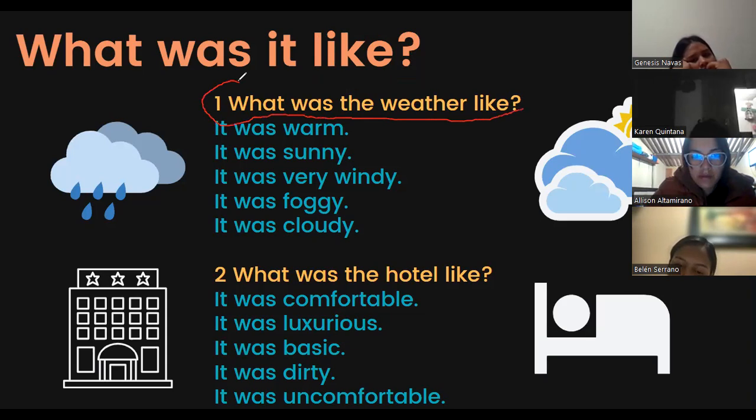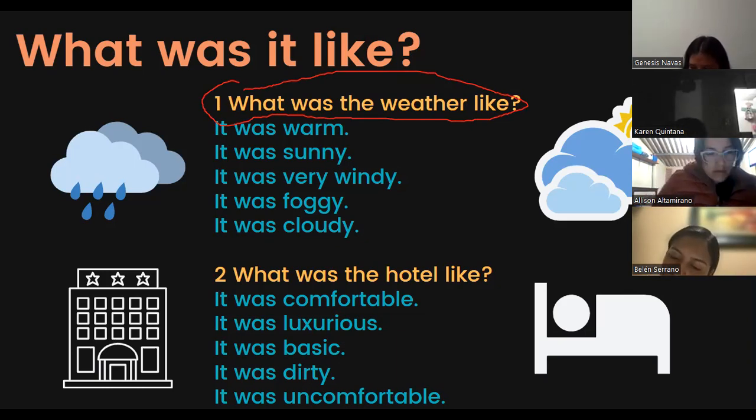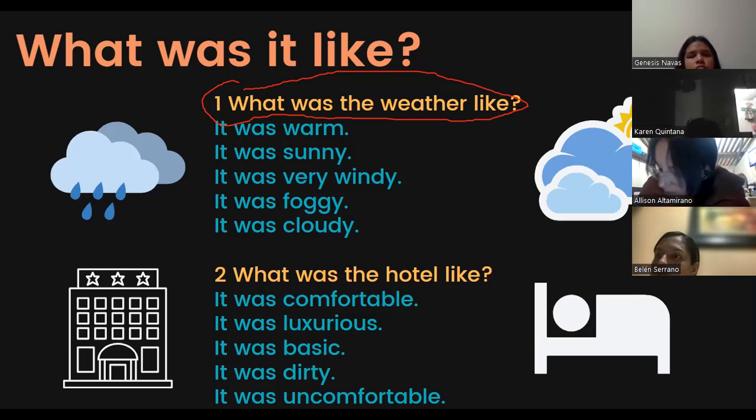Question number 1. What was the weather like? What was the weather like? Very good. ¿Qué significa la palabra weather? What is weather? Who knows? What is weather? Es clima. Yeah, very good. El clima o el tiempo. Si está soleado, si está lloviendo. Ok, vamos a traducirlo como el tiempo y le voy a poner entre paréntesis clima. Okay, so that is the weather.